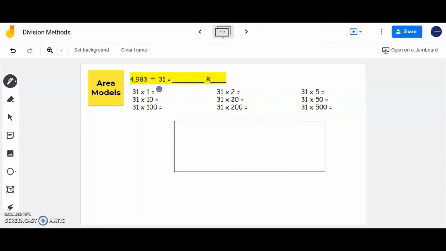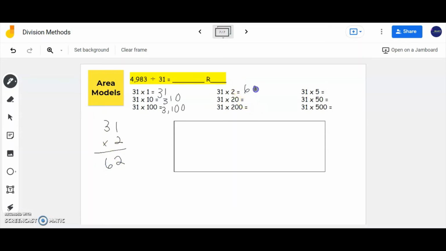So 31 times 1, well, that's easy, 31. 31 times 10 is 310. And 31 times 100 is 3,100. Now, 31 times 2, you can write that on the side, or you might know 31 times 2 is in fact 62.